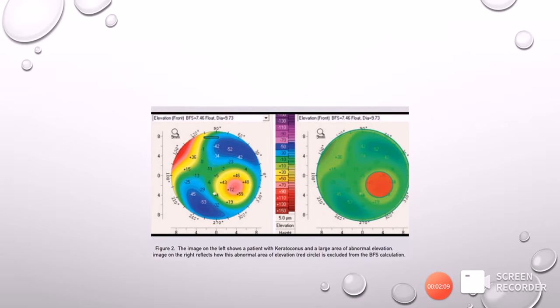Okay, so you can see over here, this is the elevation of the front and this is the conical part. Now this conical part will be excluded from the calculation of the best fit sphere, and then it will be calculated and give us another new best fit sphere and a new elevation map, which will have a different color coding. In that color coding, if you see a reddish area like this, it indicates that there is a cone present or there is steepening present.